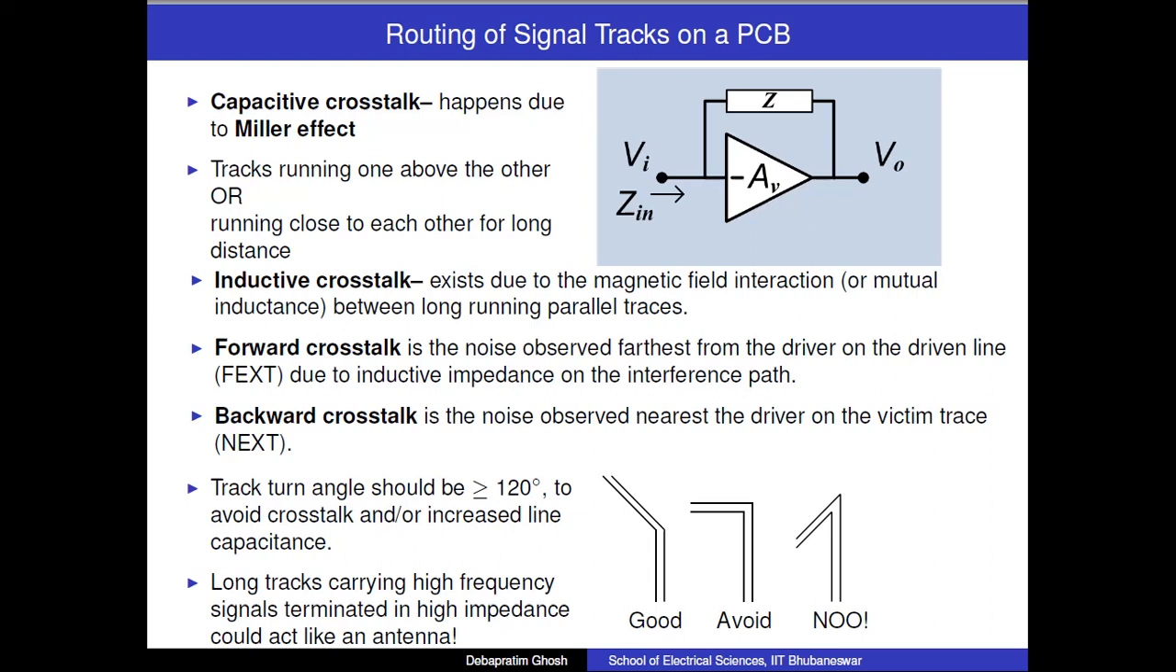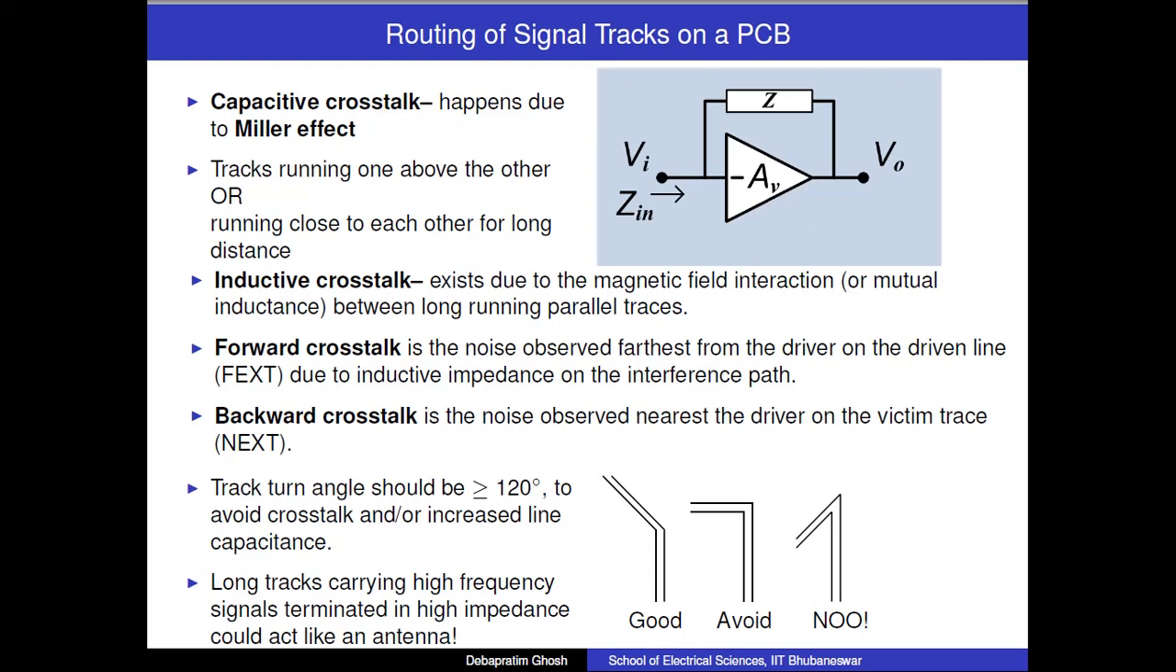So this can happen, as I mentioned, when the two lines, the input and the output, are physically close to each other. So you have to be very careful in seeing this. The overlap should reduce. The other kind of crosstalk which can happen is inductive crosstalk, which exists due to the magnetic field interaction between long running parallel traces. So if you are having signals, try to reduce overlap, or try to reduce the distance for which multiple tracks are running in parallel. This way you can reduce the inductive and capacitive effects.